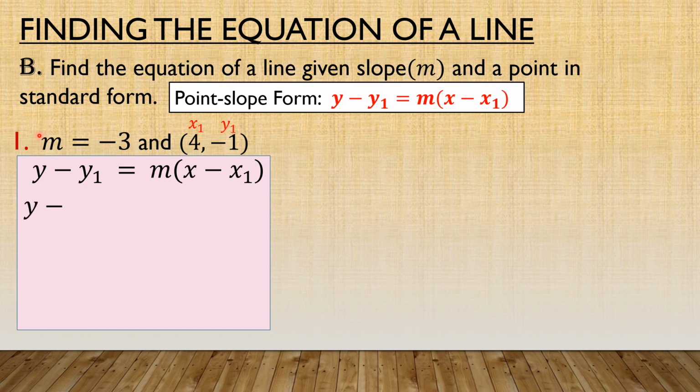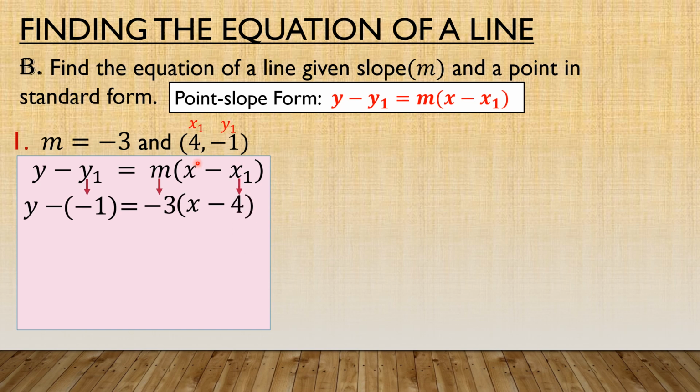So we have now y minus, yung y sub 1 natin ay negative 1. So minus negative 1. So magdo-double negative siya. Equals m. Our m is negative 3. So the slope is negative 3 times the quantity x minus our x sub 1, which is 4.